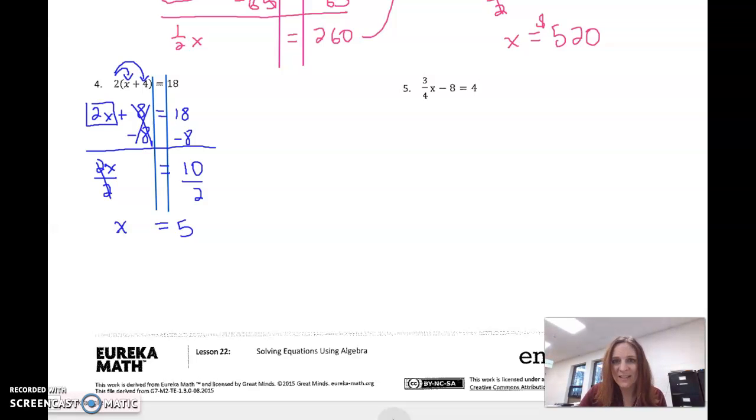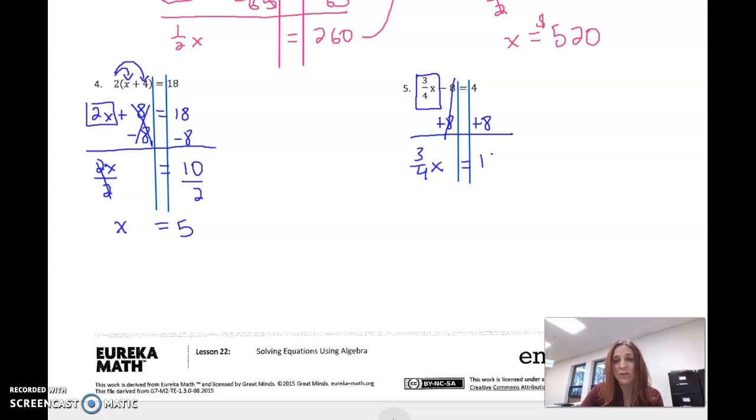Okay, one more of the same thing, but we have a fraction here, so let's spend a little bit of time talking about that. Simplify each side. Done. Done. Find your variable term. So get rid of whatever's being added onto it or subtracted from it. Okay, that's minus 8, so I'm going to add 8. Whatever I do to one side, I do to the other. I have 3/4 times x. That gives me 0 equals 4 plus 8, which is 12.